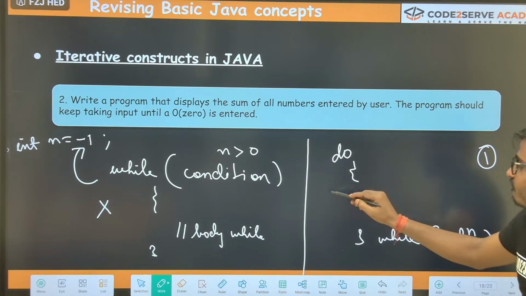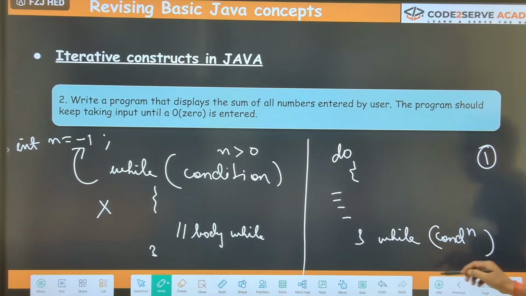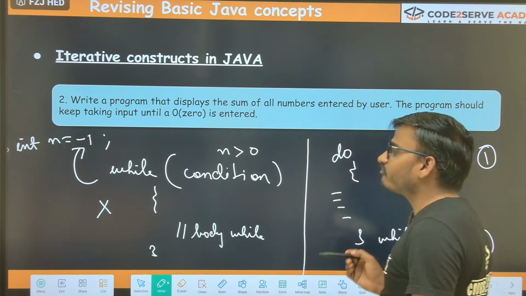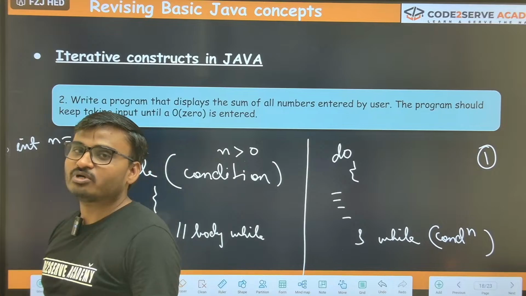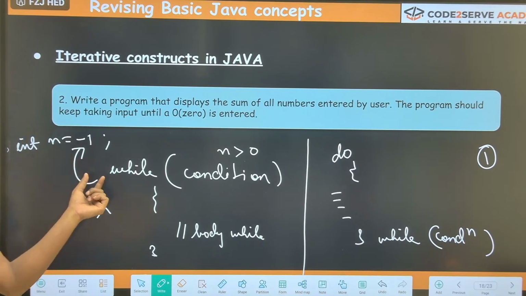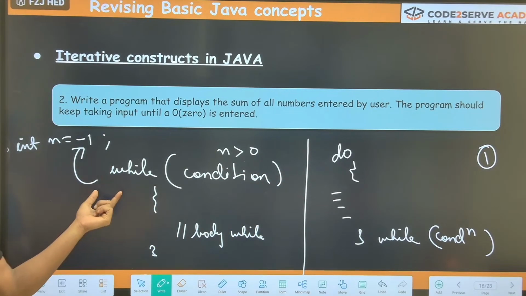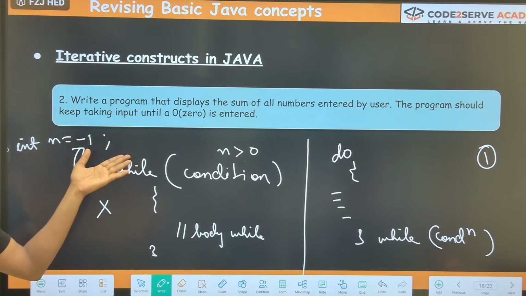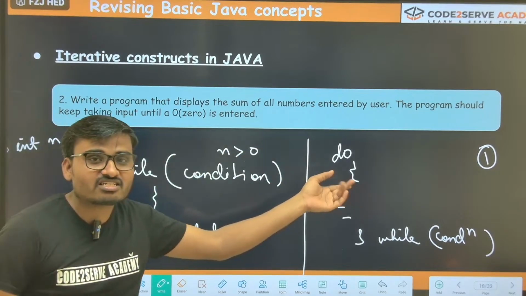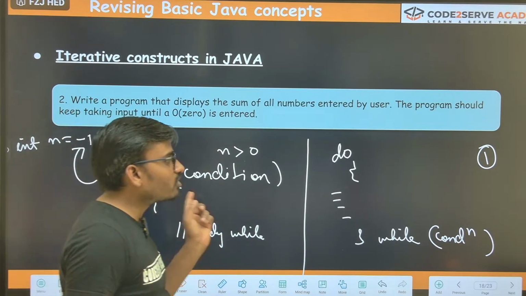Why? It will first enter into the loop, do all the tasks, and then it will check the condition. Whenever a question asks what is the difference between while and do while, you can write multiple points. First, it is an entry control loop, and this one is an exit control loop. Second, even if the condition is false, do while will run at least once, whereas while will never run. All right. So these were the two main basic differences.